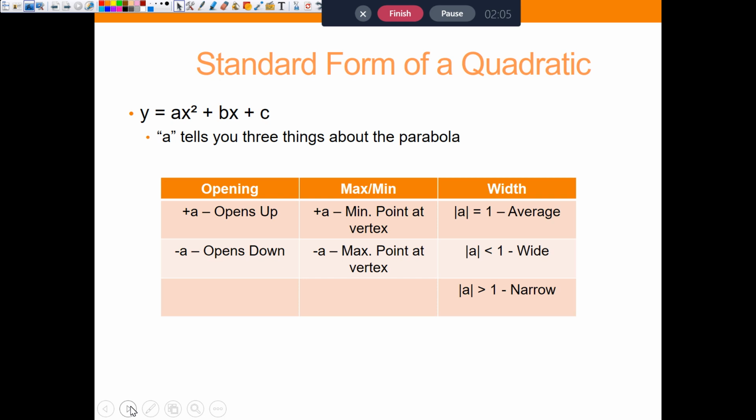And then if the absolute value of a equals 1, then it is average width. If the absolute value of a is less than 1, then it is wide. And if the absolute value of a is greater than 1, then it is narrow.